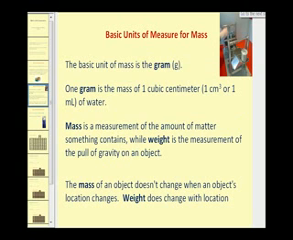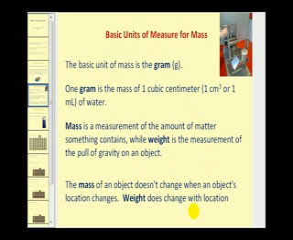The basic unit of measure for mass is the gram, and 1 gram is the mass of a cubic centimeter of water. There is often confusion between mass and weight. Mass is the measurement of the amount of matter something contains, while weight is the measurement of the pull of gravity on an object. So as a result, the mass of an object doesn't change when its location changes, while weight does change with location.